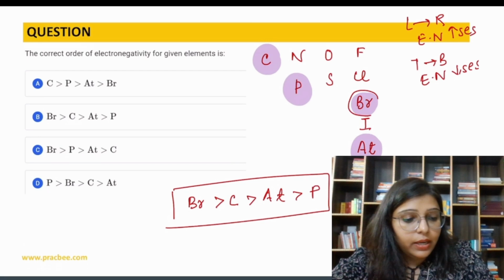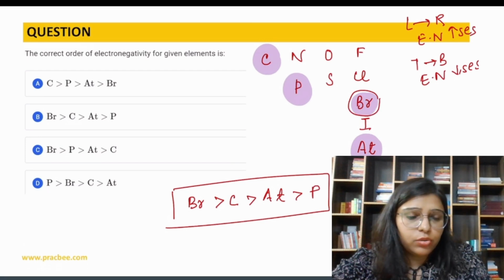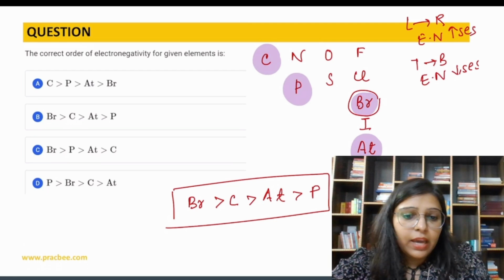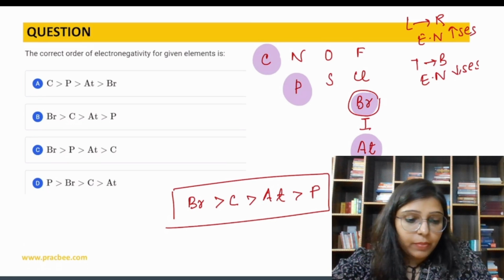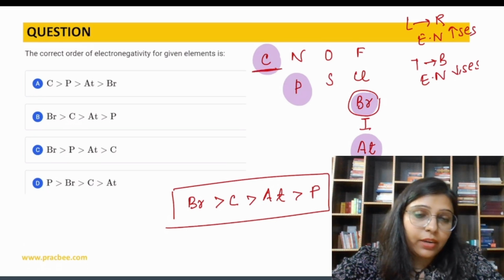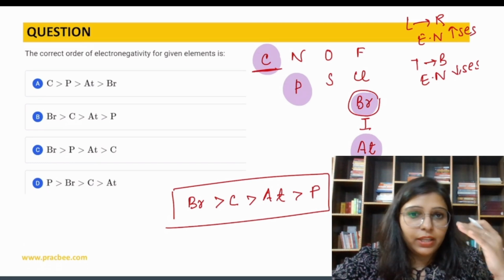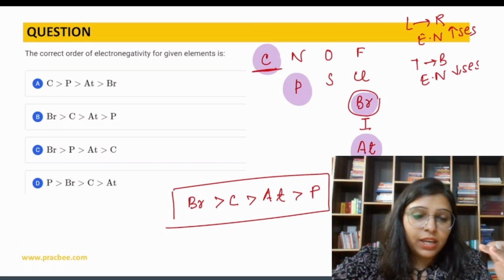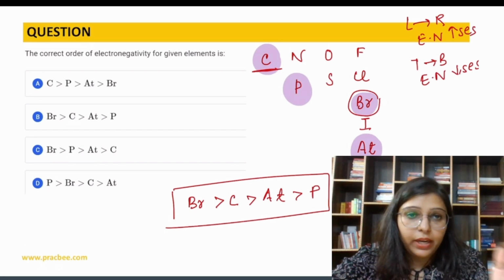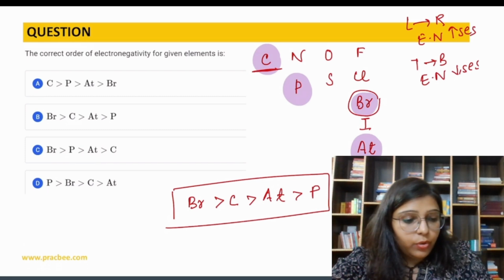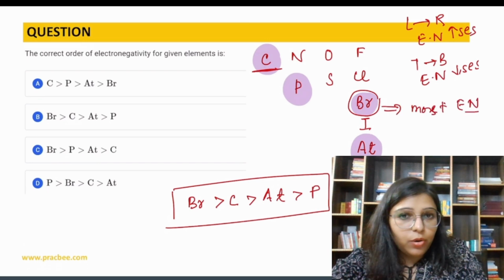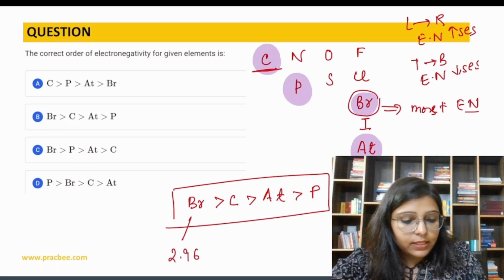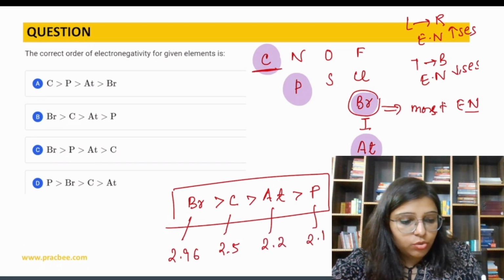See, bromine belongs to the third period. It belongs to the 17th group, so it is more electronegative. Acetylene can have high electronegativity, but carbon belongs to the second period. If you move diagonally, electronegativity is going to be almost the same, or we can say it is more. Fluorine and chlorine have the most electronegativity. If we talk about the Pauling scale, bromine is around 2.96, carbon is 2.5, acetylene is 2.2, and phosphorus is 2.19.